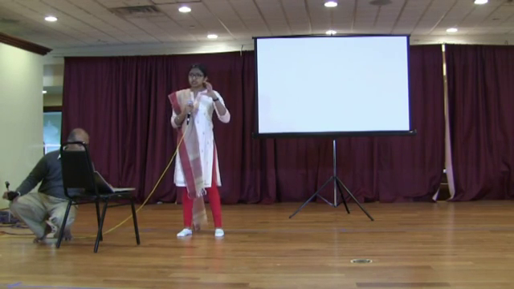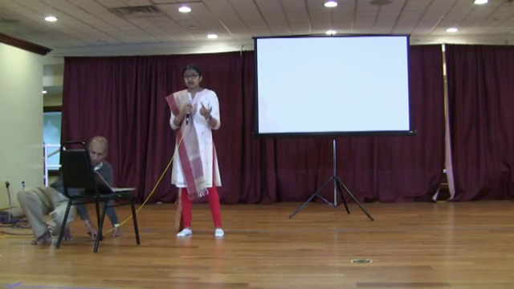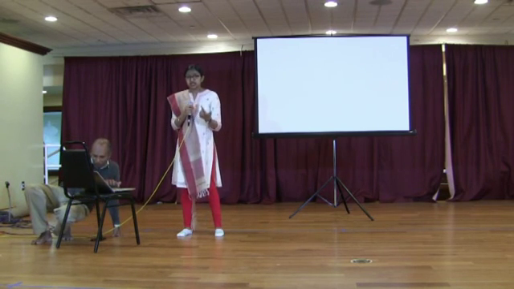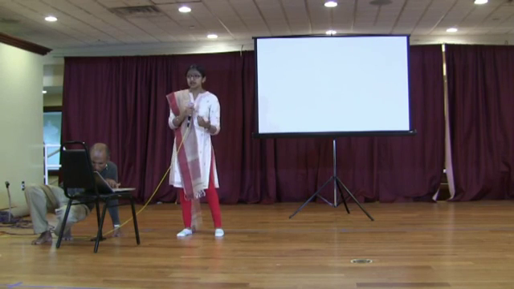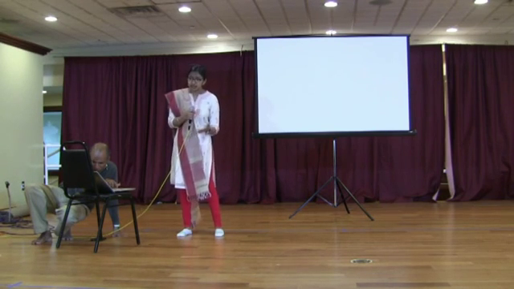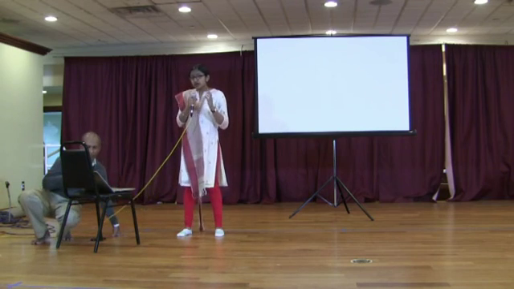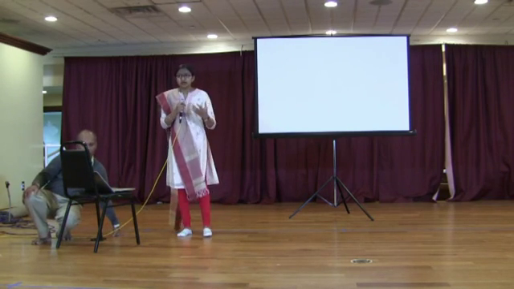So the way it works is that there are 25 main consonants: ka, kha, ga, gha, nga, cha, chha, ja, jha, nya, ta, tha, da, dha, na, ta, tha, da, dha, na, and pa, pha, ba, bha, ma. So these 25 consonants are actually organized based on where in the mouth they're produced.